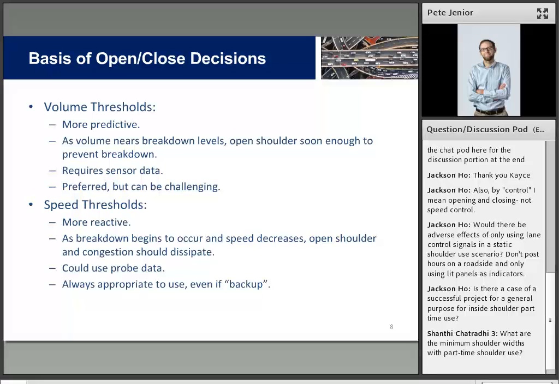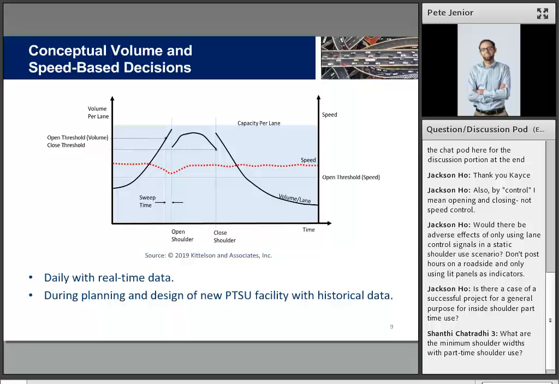If you have a volume threshold, you always want to look at speed as a backup. Perhaps it's a holiday and you have drivers that are unfamiliar with the facility and are driving less efficiently, more cautiously. You may have a higher percentage of heavy vehicles. You may have sun glare. You may have anything that affects roadway capacity, and your volume threshold just didn't work for you on that given day. You're observing congestion and a decrease in speed related to that reason. Well, in that case, it certainly makes sense to be observing that speed and open the shoulder.